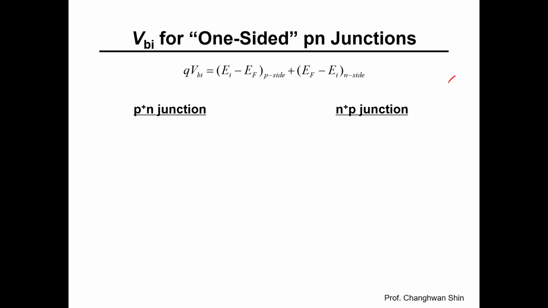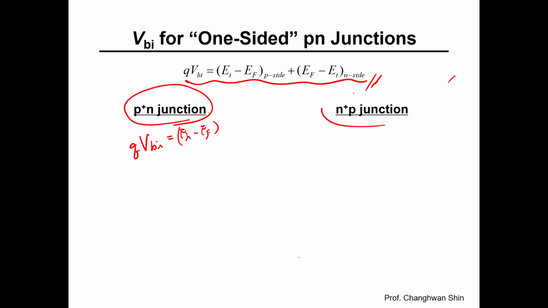So this slide shows the same basic equation for the built-in potential, q V sub BI is equal to E sub i minus E sub F. The same equation for built-in potential, but now we are looking at two specific cases, P plus N junctions or N plus P junctions.